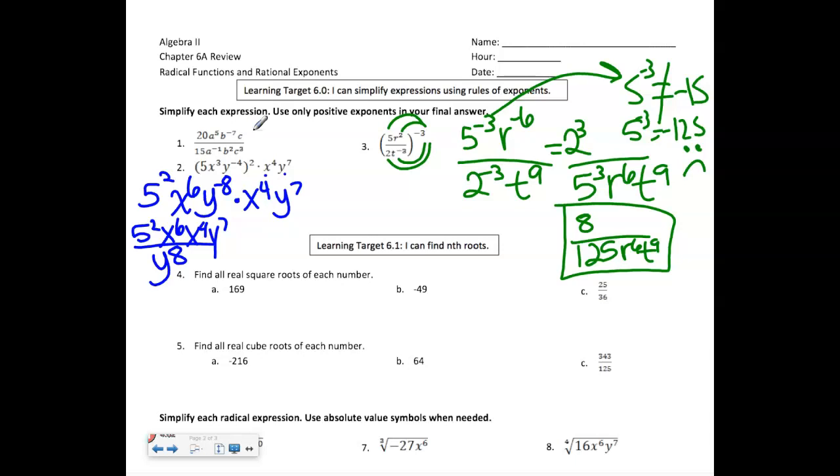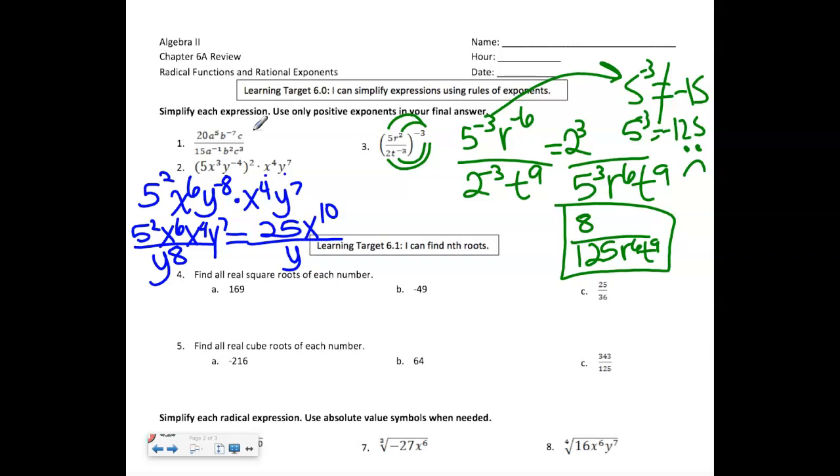From here, I'm going to simplify. I'm going to combine like terms. My 5 squared is going to become 25. My x's, I'm going to combine them to equal 10. And my y's, I'm going to subtract them. So I'm just going to have 1 y on bottom because that's where I have more y's. Okay? So these are our power rules. As you can see, there's a lot of little places to make mistakes.